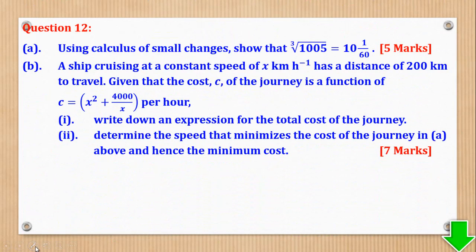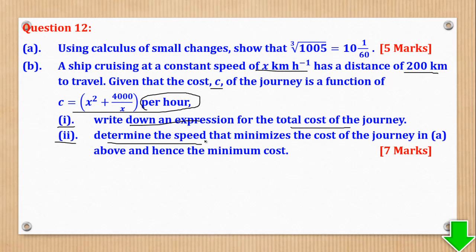Then part B says a ship cruising at a constant speed of this has a distance of this to travel. Given that the cost C of the journey is a function of this per hour. Roman 1, write down an expression for the total cost of the journey. And Roman 2, determine the speed that minimizes the cost of the journey in A above and hence the minimum cost.